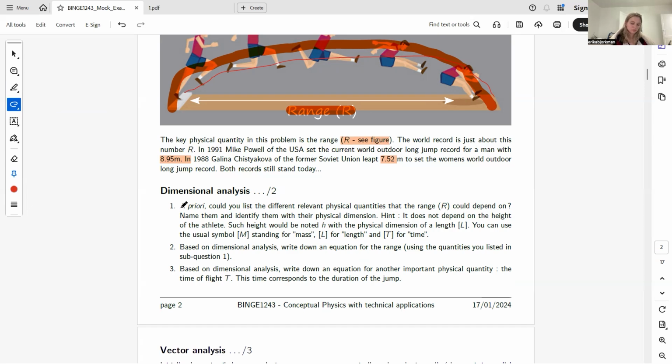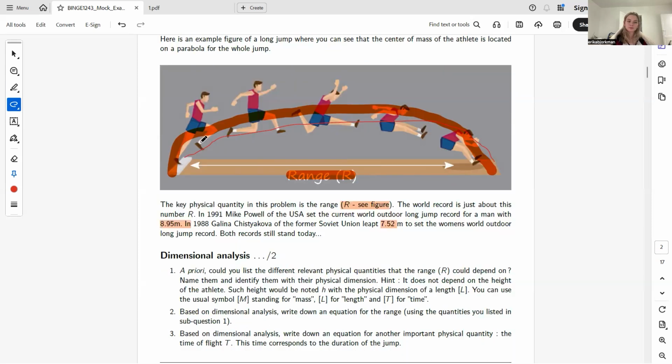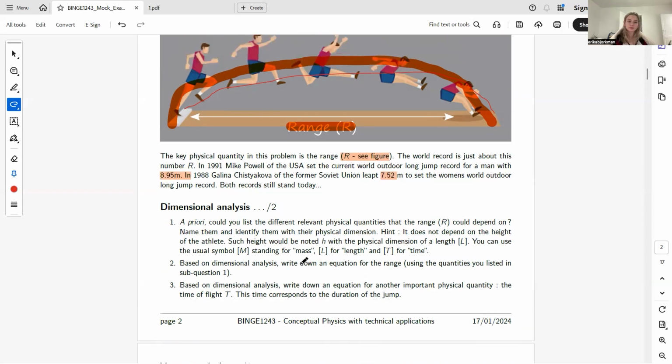Okay, first part is the dimensional analysis, as we have divided this question into four steps to solve it. The first part is actually dimensional analysis of this question. A priori, could you list the different relevant physical quantities that range could depend on? That is our first part. In the dimensional analysis, in part one, we need to check on which possible factors range depends. A little detail he is giving us: name them and identify their physical dimension. We also need to write their names, and also their physical dimensions.